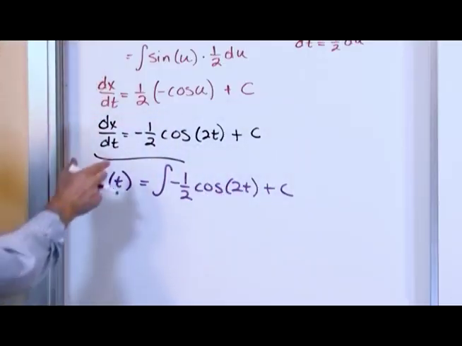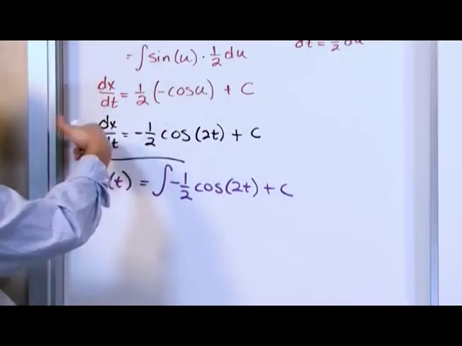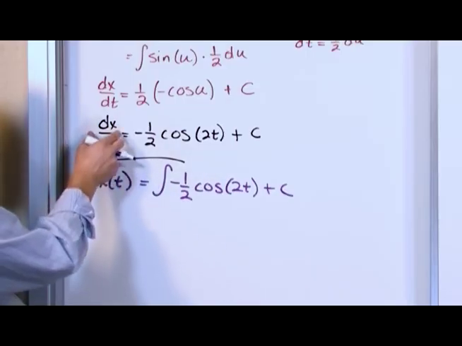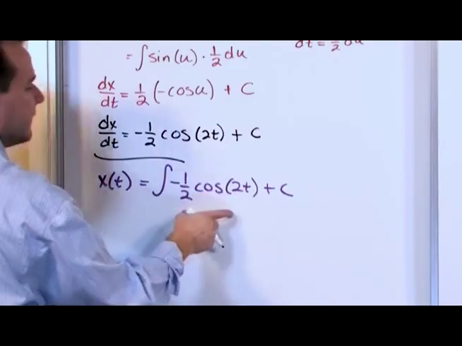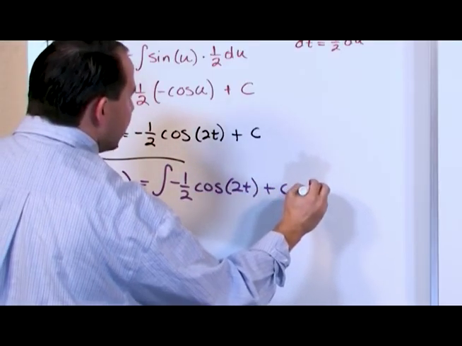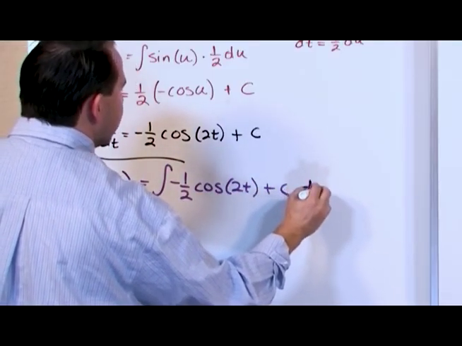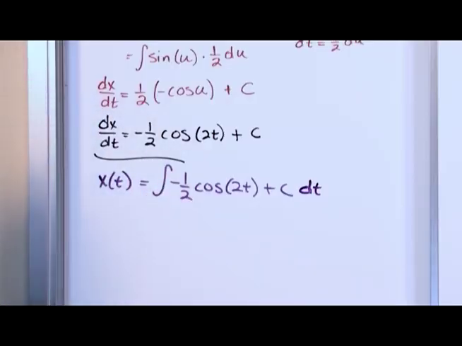Make sure you understand that. If I integrate the left-hand side, I'm integrating both sides is what I'm doing. If I integrate the left-hand side, I'm going to recover the function x of t. If I integrate the right-hand side, I just leave it like this because I haven't actually done the integration yet. So I'm integrating both sides with respect to time.